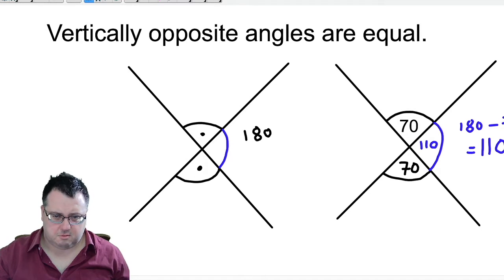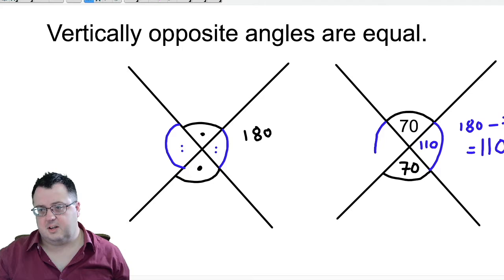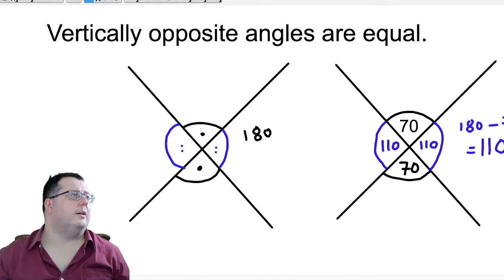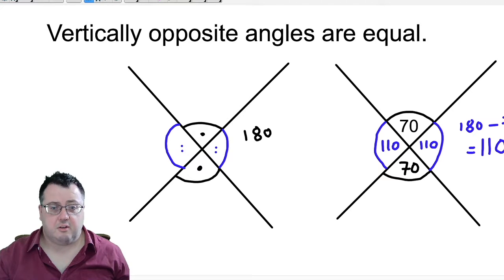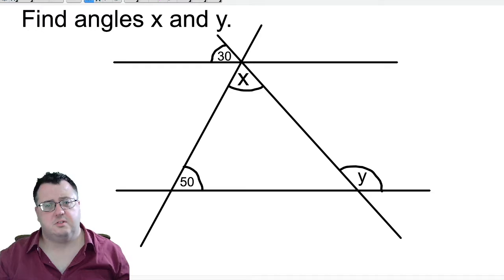But then also, this angle here will be the same as this angle here. So that means that this side is also 110. That's worth knowing as well. You'll find that useful in some of these questions too. So I'm going to go through some examples using the rules, and you'll see how this works.